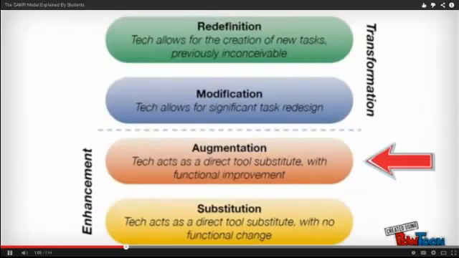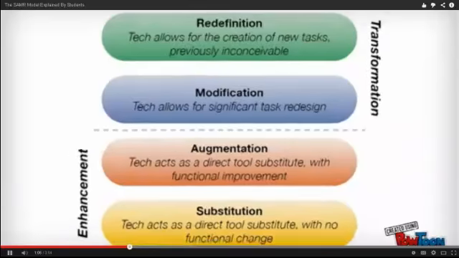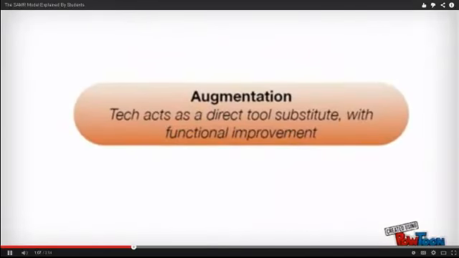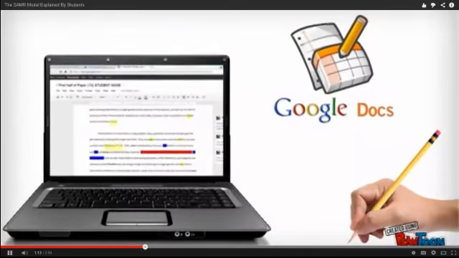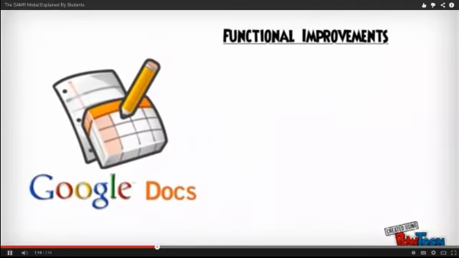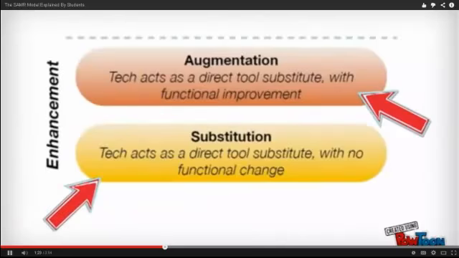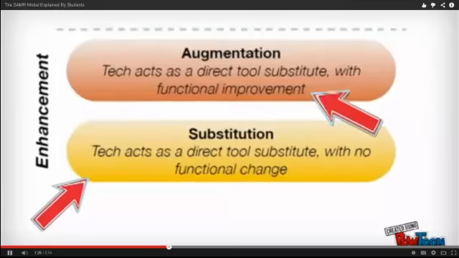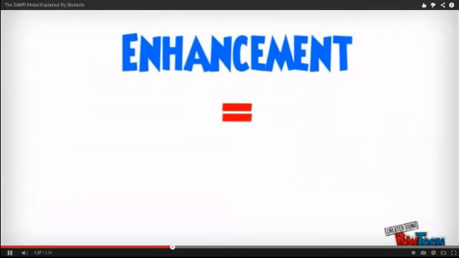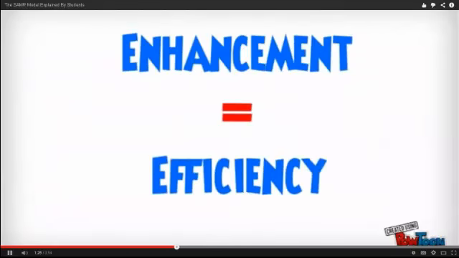The next level is called augmentation. This is where the task is still the same, but the tech allows for some sort of functional improvement. So instead of writing our persuasive essay on paper, we could use a program like Google Docs. With this software, the task is still the same, but the unique features of a collaborative document provide some functional improvement. In both these levels, the technology is used to simply enhance a lesson. This technology may make tasks more efficient, but it's not likely to make a big difference in future outcomes.